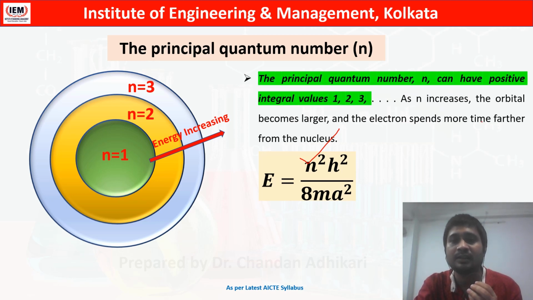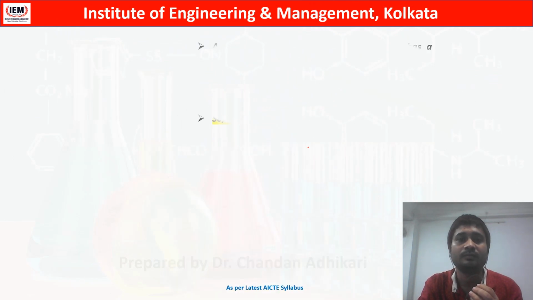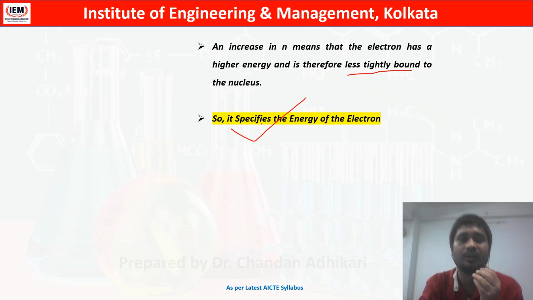As soon as it increases, the orbital becomes larger and the electrons spend more time further from the nucleus and energy increases. So the electron is higher in energy. Higher energy means less stability, less tightly bound. So what does the principal quantum number do? It specifies the energy of the electron. The principal quantum number specifies the energy of the electrons.